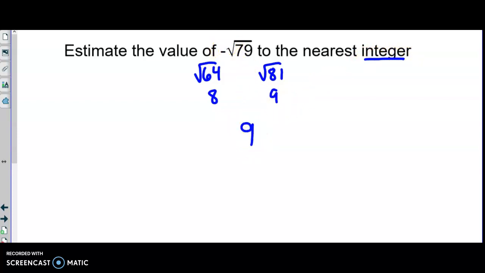Now I forgot, oh geez, I'm so glad I forgot this. Y'all don't forget this. There's a negative hanging on the outside, so we got to make sure we get that negative in our answer.